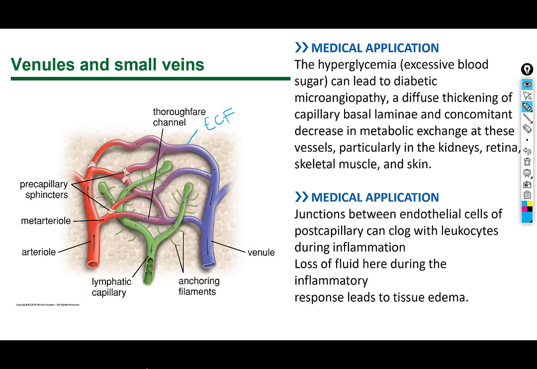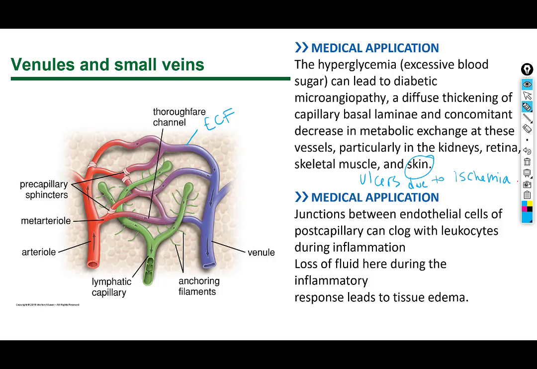So this happens a lot in the kidneys. So folks with unmanaged or poorly managed diabetes often lose their kidney function. You can get diabetic retinopathy, and you can also get it in your skeletal muscle or in your skin. So the skin one is the primary reason why diabetic ulcers form. So ulcers due to ischemia.